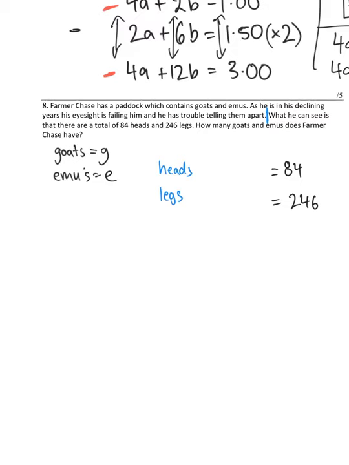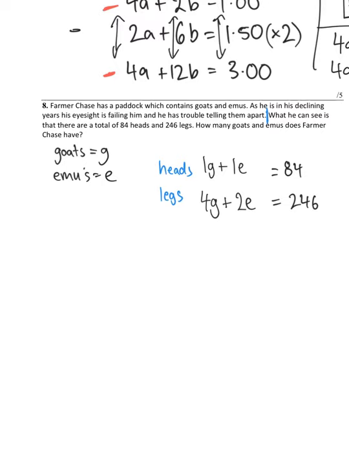Then we've got to think about the actual animals. So goats, we think about how many heads and legs they have. Oh, sorry, not the legs. If we think about goats and just their heads, each goat has one head. So I'm going to just write one goat. If we think about emus, every emu has one head. So each goat and each emu are contributing one head towards the total 84. Then the legs. Goats have got 4 legs. Then the emus have 2 legs. And that's going to help contribute towards the 246.